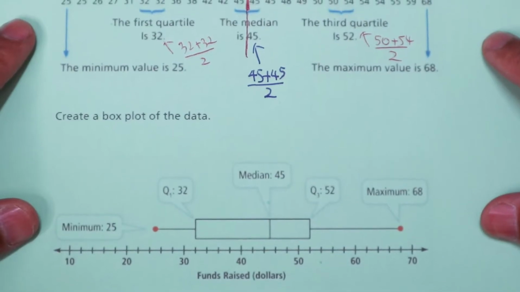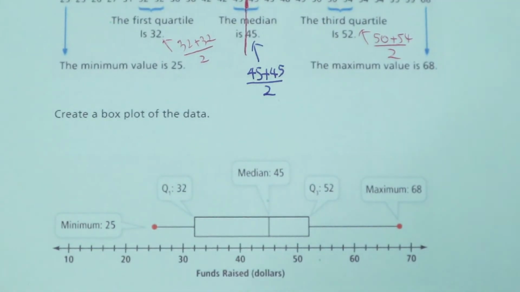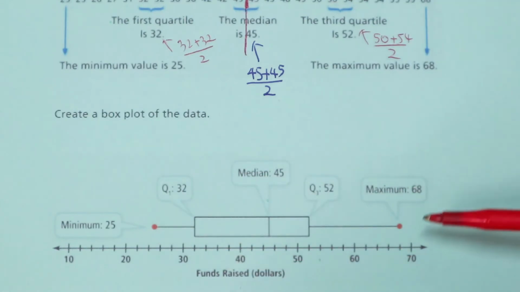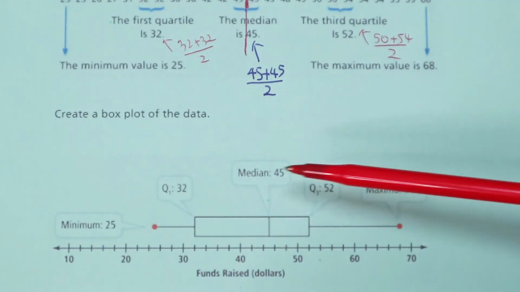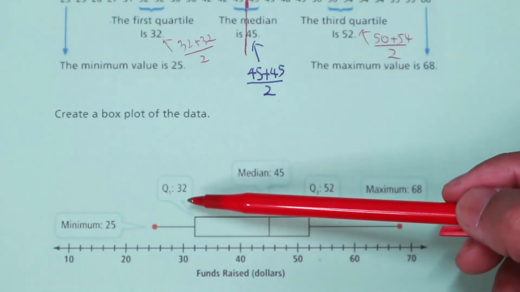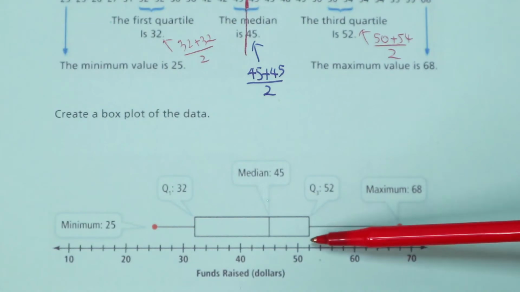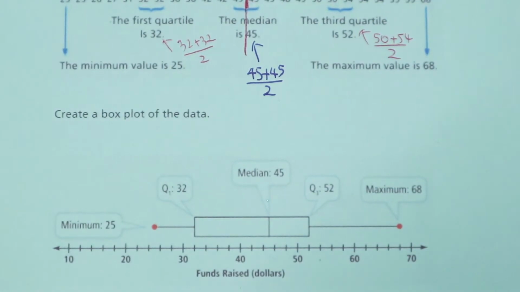So since you found those 5 numbers, you're going to create a number line with the minimum of 25 on the left and the maximum of 68 on the right. And then the median is the middle of the box. The first quartile is on the left of the box, and then the third quartile is on the right of the box. So let's take a look at Caitlin's questions.